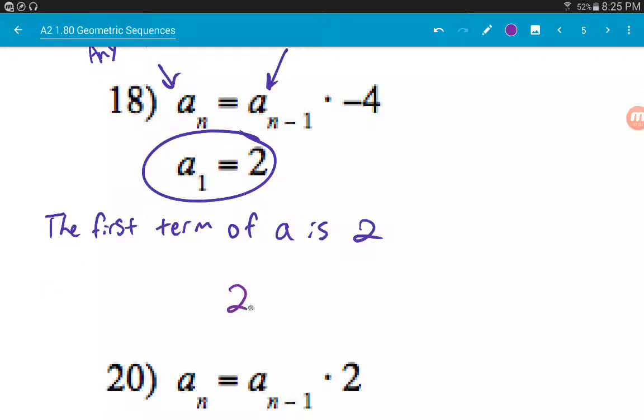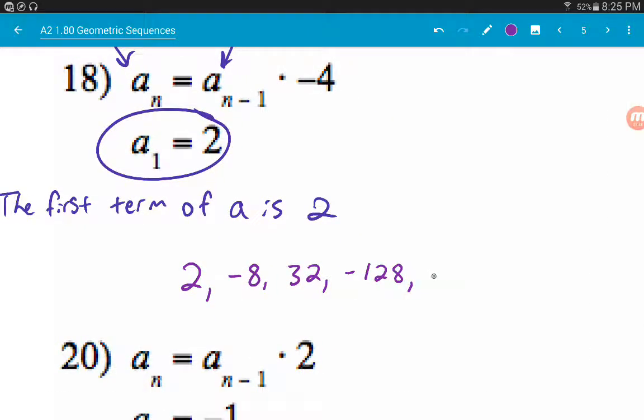So I know that my terms are 2 times negative 4 is negative 8, times negative 4 is positive 32, times negative 4 is negative 128, and times negative 4 gets me positive 512, comma, dot, dot, dot.